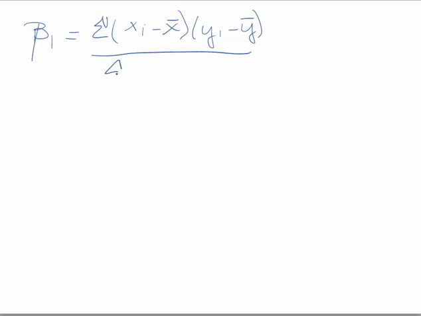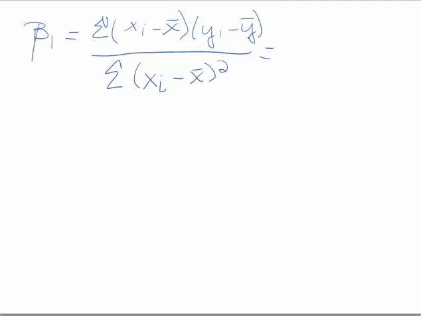And beta 1 is equal to the sum of xi minus x bar times yi minus y bar over the sum of xi minus x bar squared. And essentially what this is doing is giving us a value based on calculating what those residual differences are.